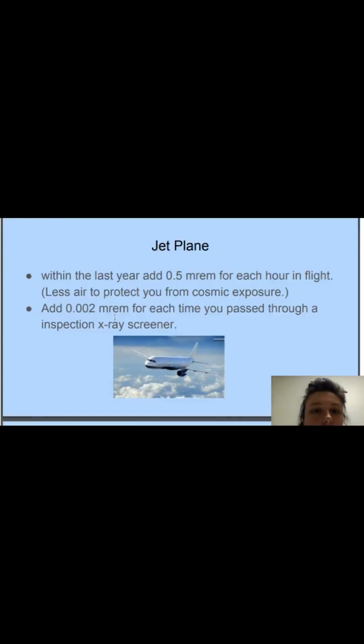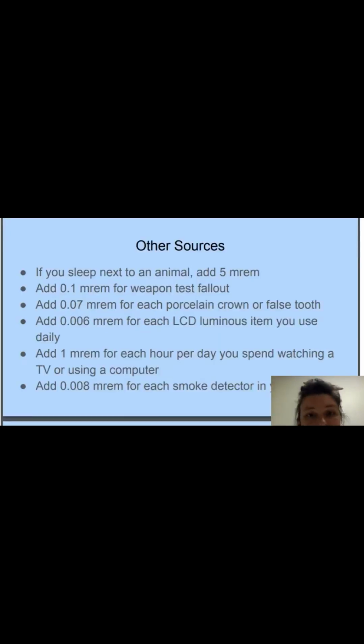If you pass through a scanning system, please give yourself a 0.002 for each scanning system you've walked through. And do this for the number of flights that you've taken this year and the number of X-ray scans that you've had this year. Add up your total and put that in your box for your total.